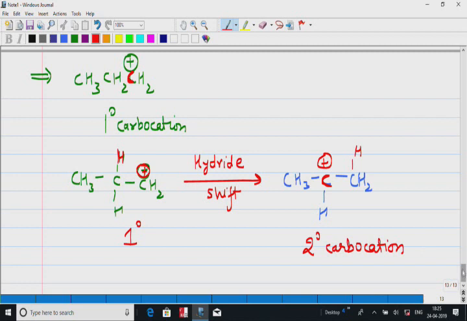So this is what I am saying, that whenever there is the option that you can have the hydride shift, then you will do it, and you will make a more stable carbocation. This is more stable. Why are we shifting? Because we are making a more stable carbocation. Just tell me if this is clear to you. Hydride shift is clear to everyone. You can also let me know.